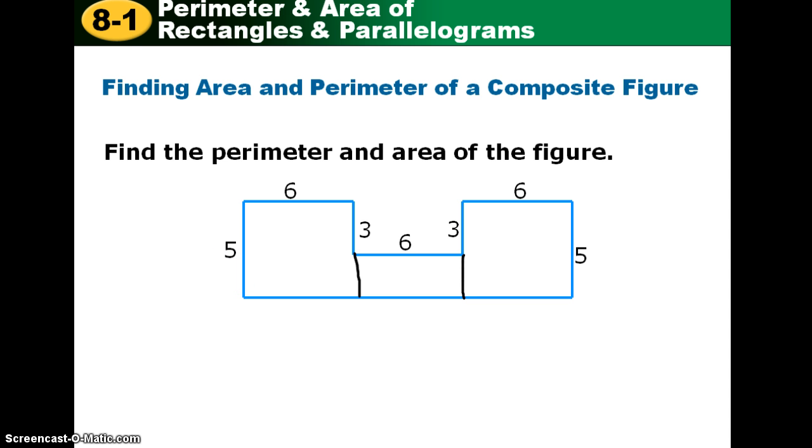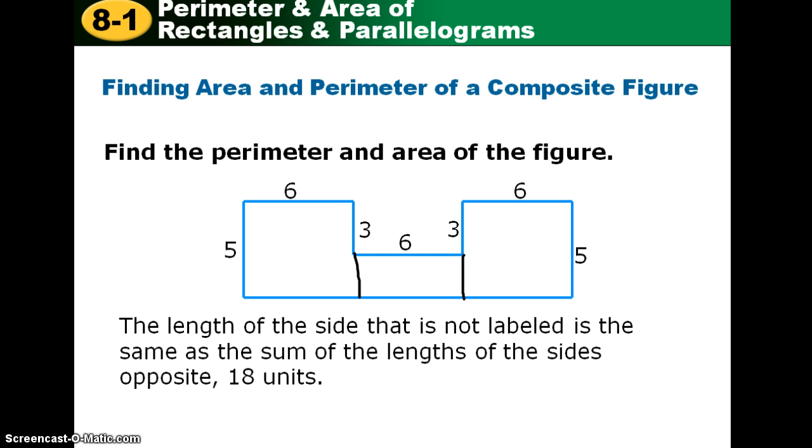First, let's find the perimeter. We would do that by adding up the lengths of the sides. But notice the length of the side that is not labeled is the same as the opposite sum of the lengths of the sides. So 6 plus 6 plus 6, 18 units. So if we add all those sides together, the 5, 6, 3, 6, 3, 6, 5, and 18, we get a perimeter of 52 units. Make sure that you add up everything that's there or not there that should be included.